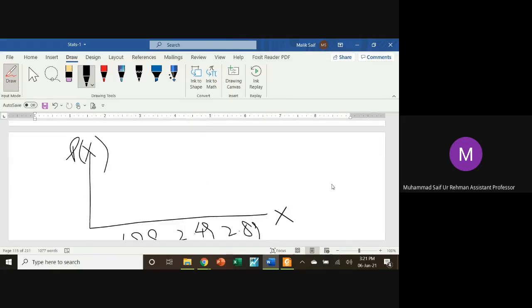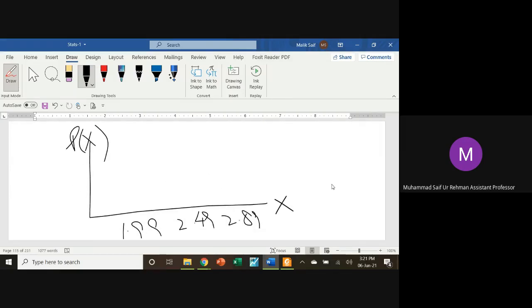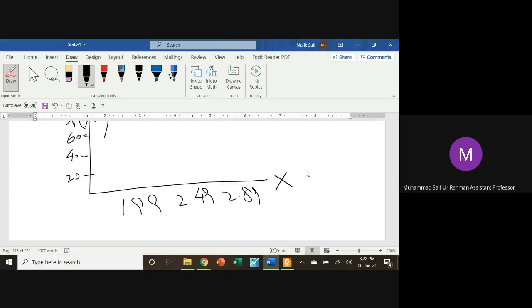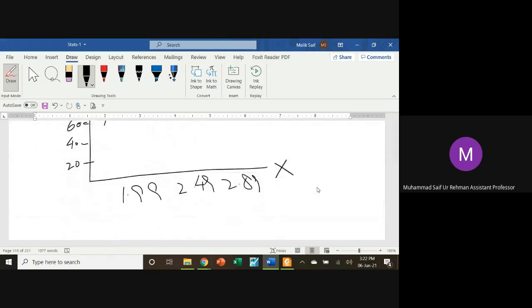If the probabilities are like this, starting from 0%, then 10%, 20%, then 40%, 60%, 80%, up to 100%. So 1.99, what is the probability for this? 0.30, 30%. So you may raise the line from this point up to 30%, which will be in between 20 and 40%.